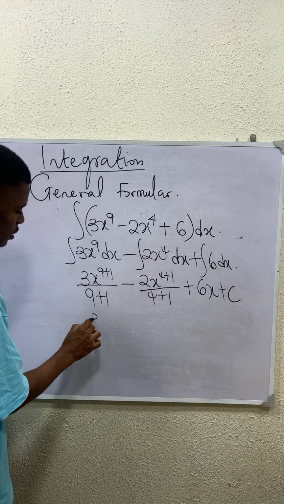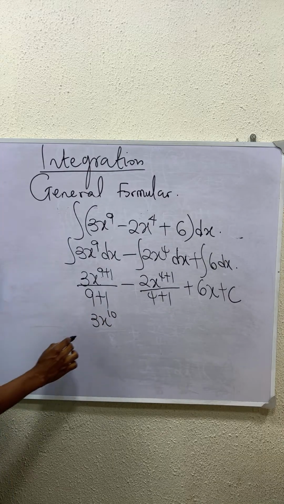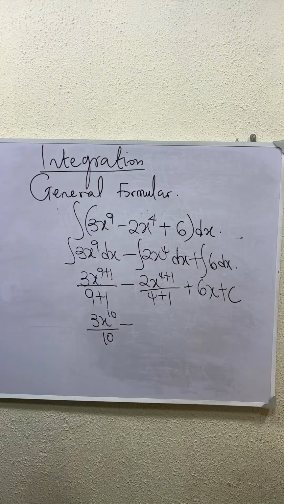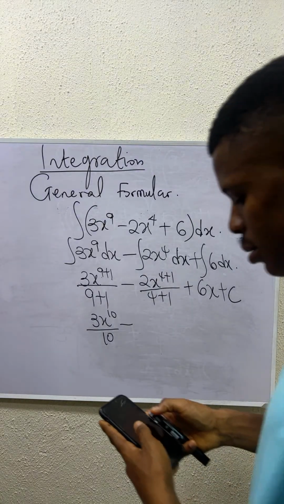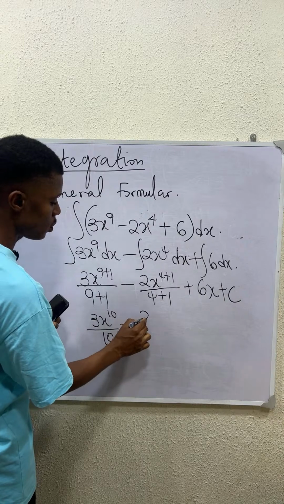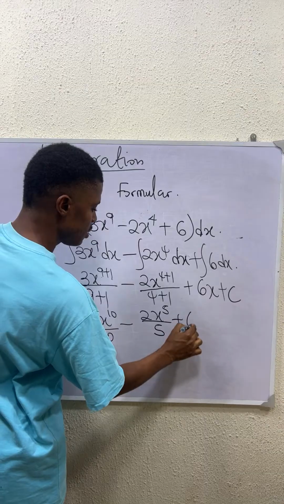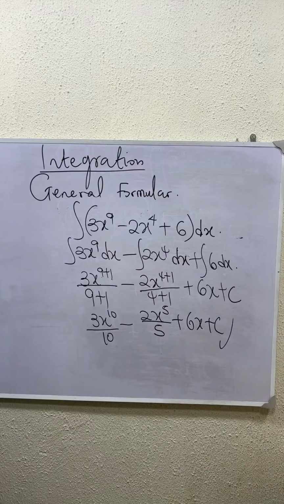So we have 3x^10 over 10, then minus, what is 4 plus 1? 4 plus 1 is 5. So we have 2x^5 over 5 plus 6x plus c. And this is the answer. It is very, very simple.